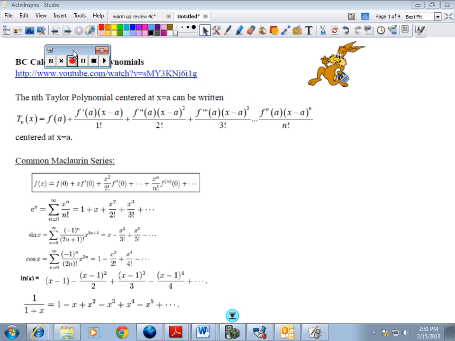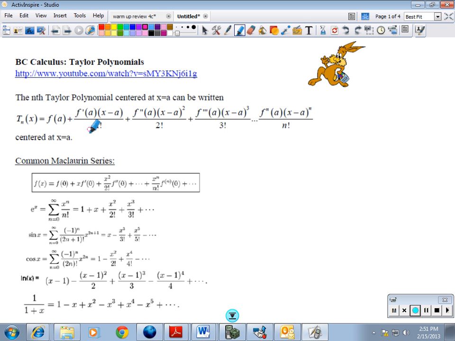Today we're going to talk about Taylor polynomials. And a Taylor polynomial is something that's pretty cool. If you look at just this part of the Taylor polynomial, this should look familiar to you because it's just the equation of the tangent line that we've been using all year, just written in a little bit different way. Recall that the equation of the tangent line is y equals m times x minus x1 plus y1.